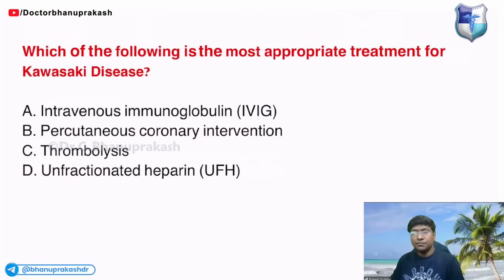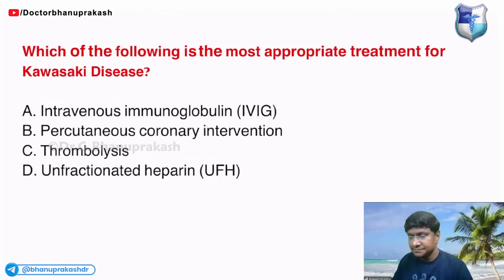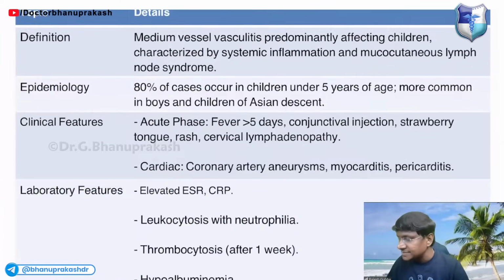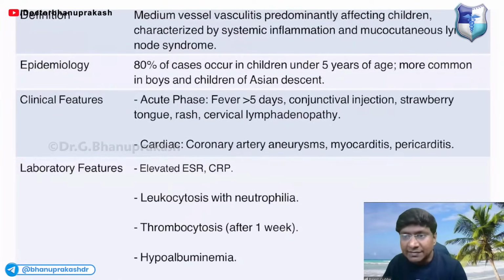Right. Now, which of the following is the most appropriate treatment for Kawasaki? Yes, the most appropriate treatment for Kawasaki is what? That is intravenous immunoglobulin. Now, let me take up the discussion of the medium vessel vasculitis, that is Kawasaki. So, Kawasaki predominantly affects the children.